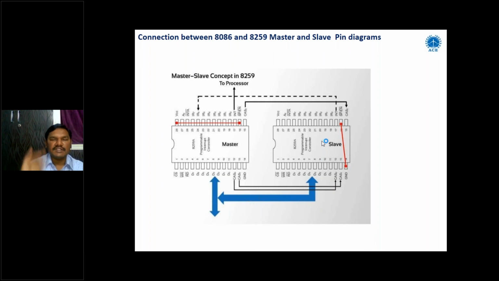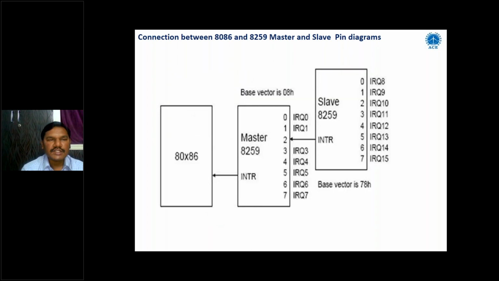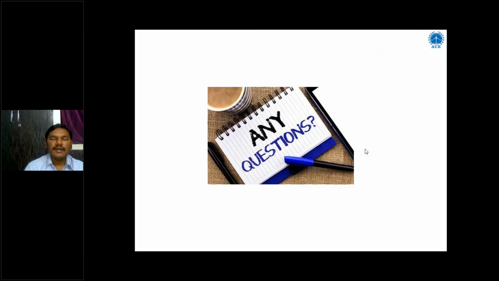The same pins are there, but the slave cannot do any operation by itself. It will always follow the instructions of the master. This is also one more connection. The 8086 and the master 8259 are connected, and this master is receiving some signals from INTR. Low priority signals and low priority devices are executing through this slave 8259.